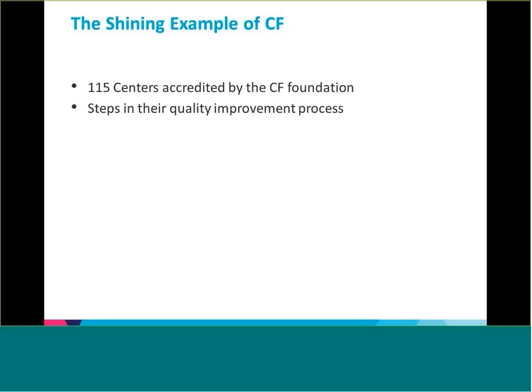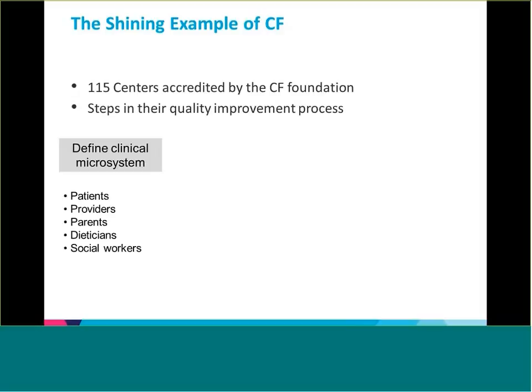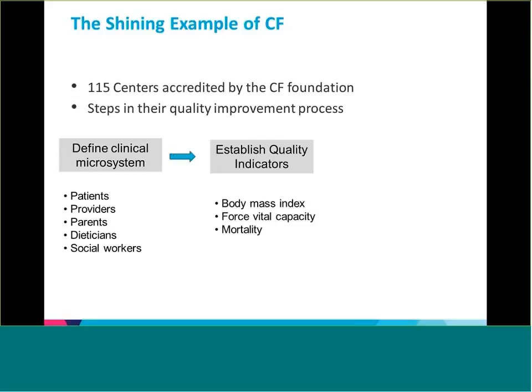There were 115 centers previously accredited by the Cystic Fibrosis Foundation, and the first step in their quality improvement process resulted in defining their clinical microsystem. You want to think of this as that structure of care business that I was talking about earlier. This defined who the patients were, the providers, because this is a genetic disorder that affects children. Parents, obviously, are hugely important here as well. The dietitians and social workers were also important parts of the clinical microsystem.